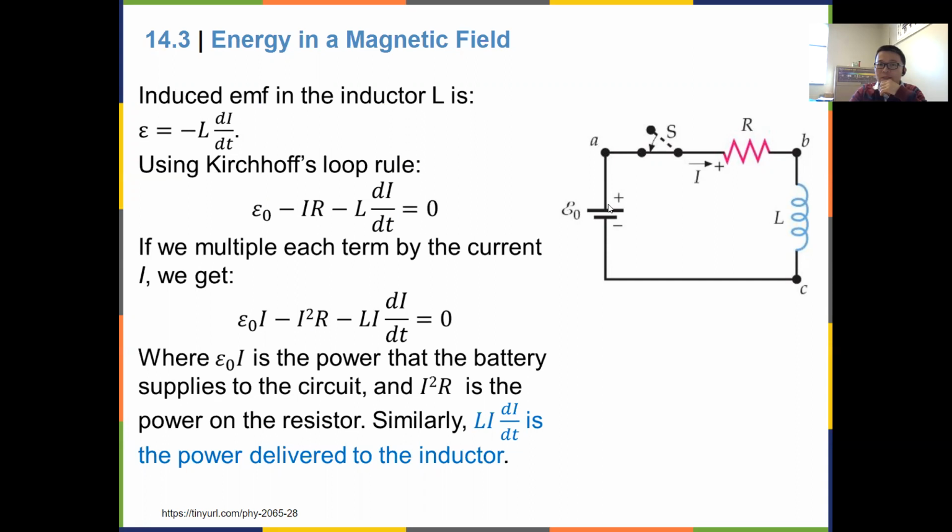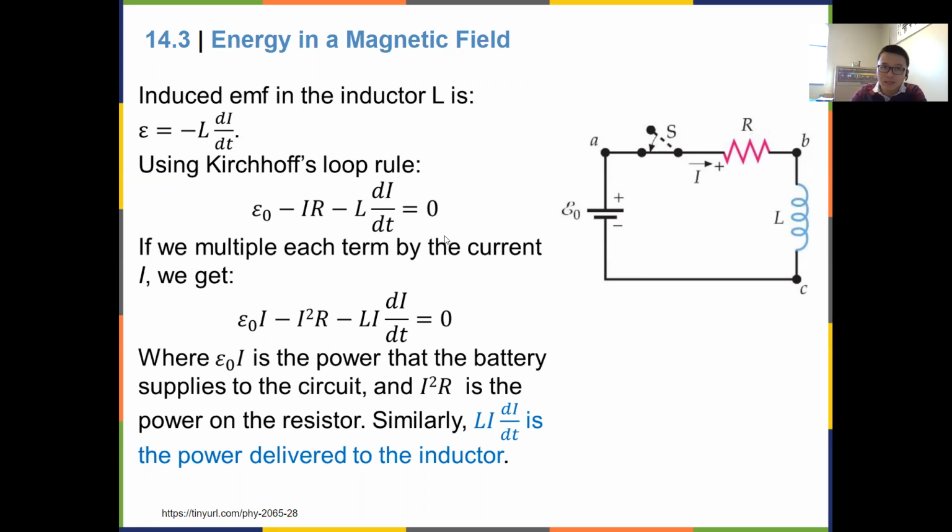So you start from here to here, so there's an increase, epsilon naught, and then IR is a drop, because you take clockwise as your loop direction. The current direction is in the same direction through this. And then this is always minus L di over dt. So epsilon naught minus IR minus L di over dt equals 0.